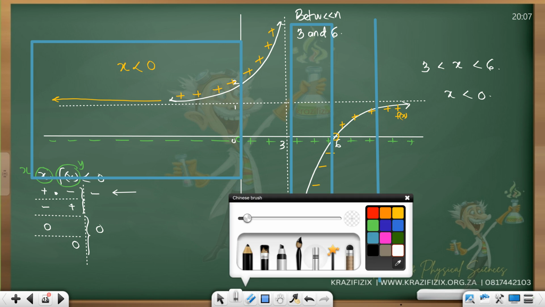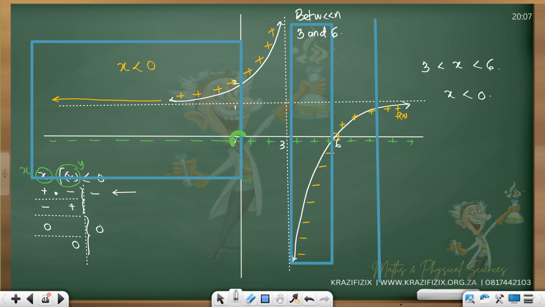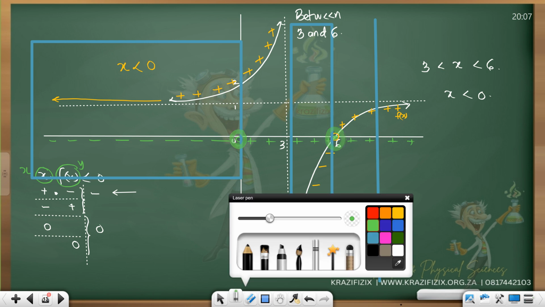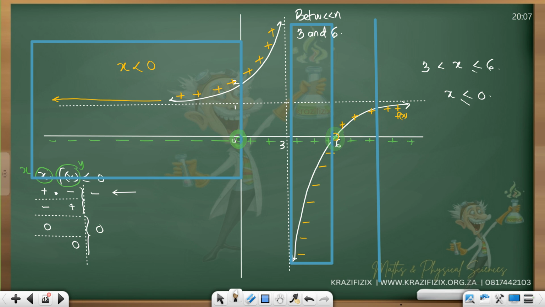Now let's go and check. Where did we write a 0? We wrote a 0 here for green, and we wrote a 0 here for 6, the yellow one's on 6. Again, at 0, green. At 6, yellow. All I have to do now is to go back, at 0 and at 6. Case closed. And that's your answer.